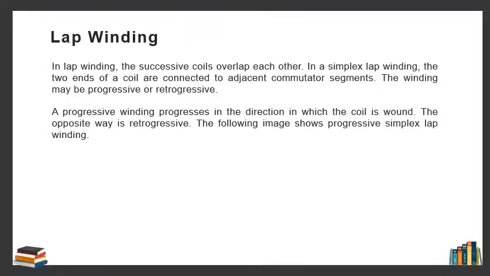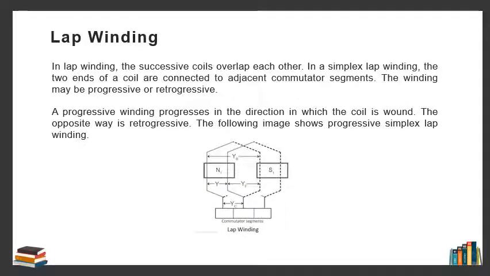Now the lap winding. In a lap winding, the successive coils overlap each other, so it is called lap. In a simplex lap winding, the two ends of a coil are connected to adjacent commutator segments. The winding may be progressive or retrogressive. A progressive winding goes in the direction in which the coil is wound. The opposite way is retrogressive. The following image shows the progressive simplex lap winding.